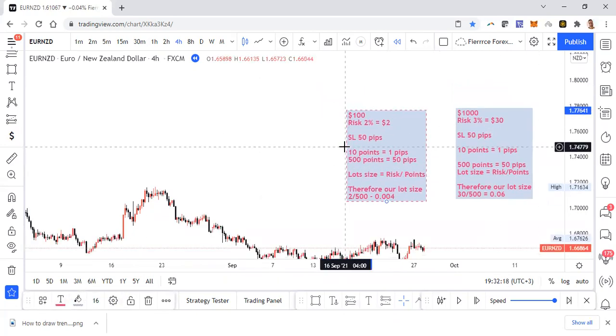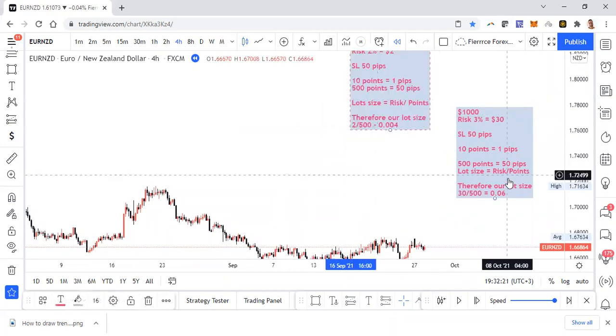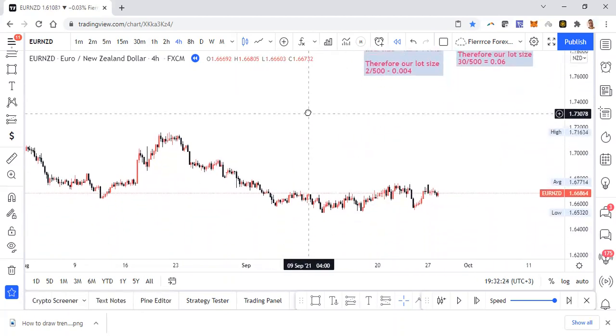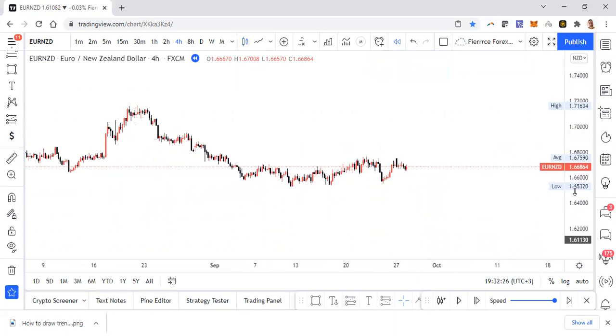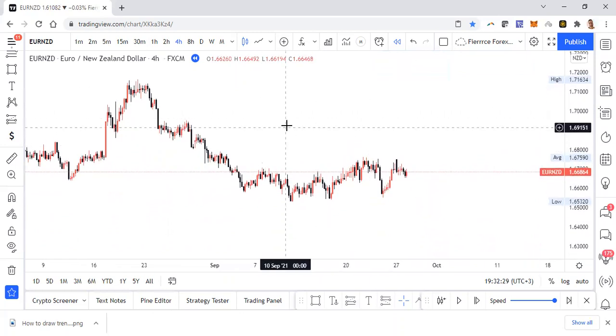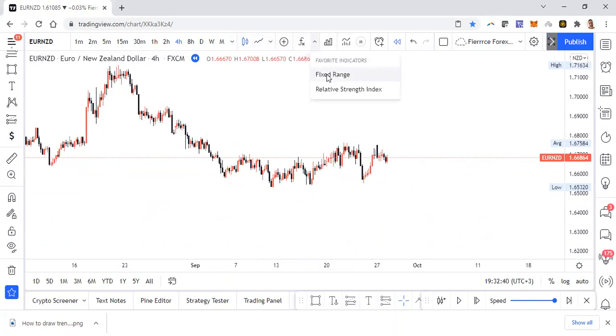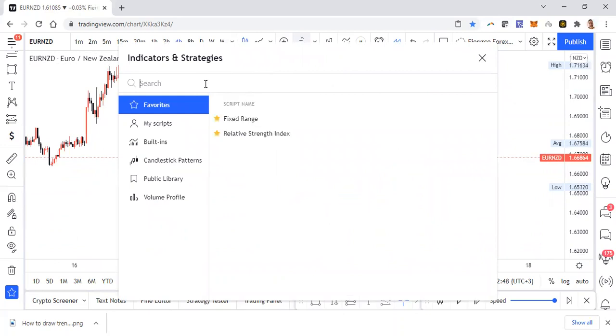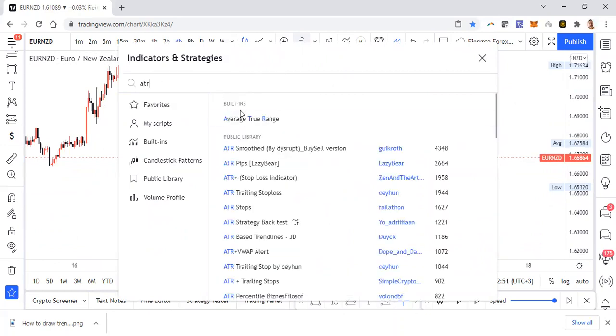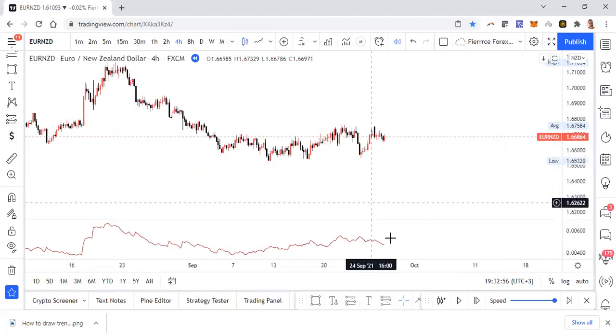Now, another way is to go to the chart here, where we have our Euro NZD, for example. We are targeting a 50 pip stop loss on this trade. You can use a tool called the ATR. I don't use it, but for those who are interested in using indicators, you could use the ATR. Let me search for it, which is the average true range, and we can see it here.